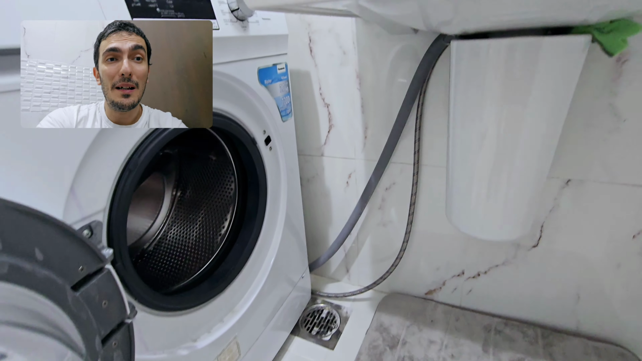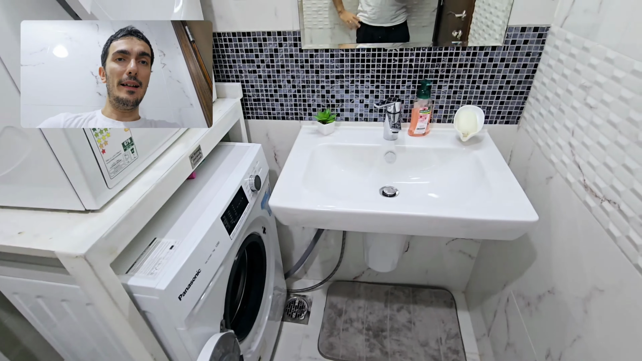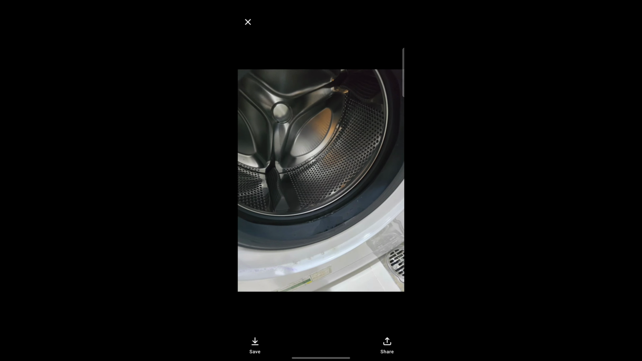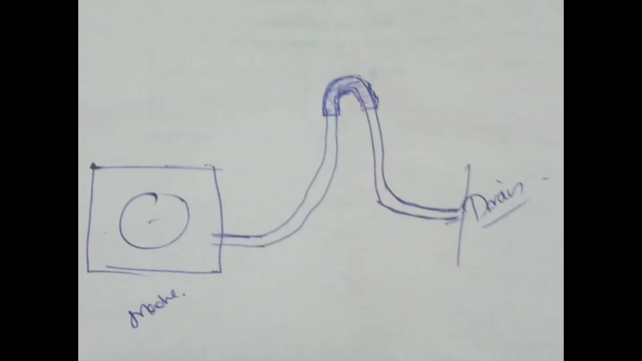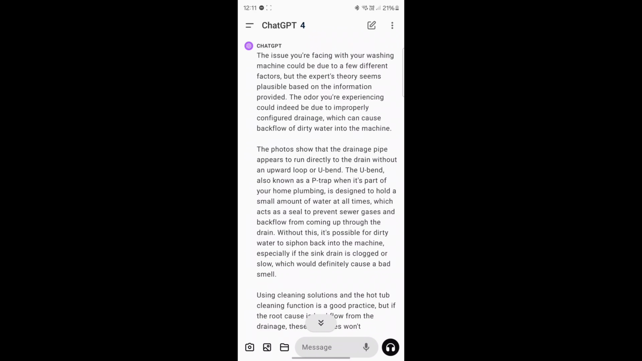It's just incredible how far we have come. And the AI completely analyzed everything and understood what the problem was. So you can see I fed the AI these images. These are the images that I fed the AI so that it can understand what's going on. And this was the washing machine expert's drawing of the problem. He said that you have to have this U-shaped bend in order to prevent the backflow of dirty water back into the machine. Now, I mentioned all of that here, and then let's see what ChatGPT says.